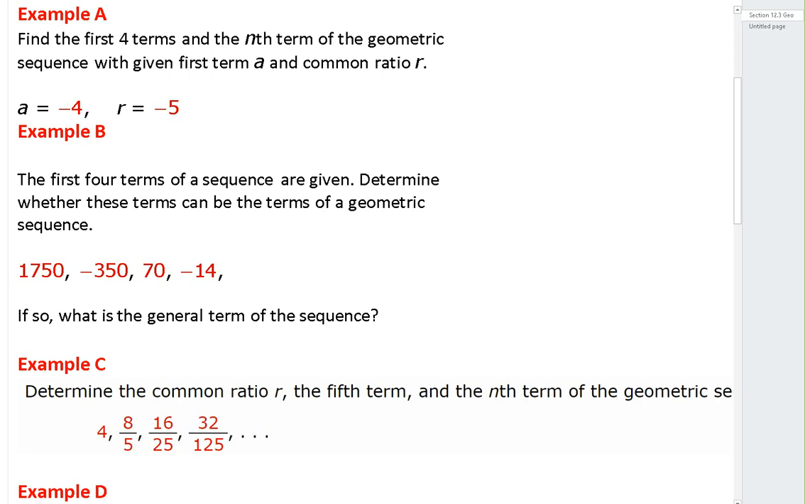So example B. The first 4 terms of a sequence are given. Determine whether these terms can be terms of a geometric sequence. So 1750, and then -350, 70, -14, dot, dot, dot. If so, what's the general term of this sequence?